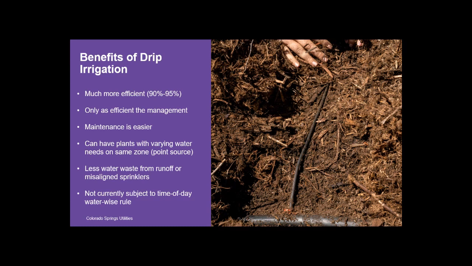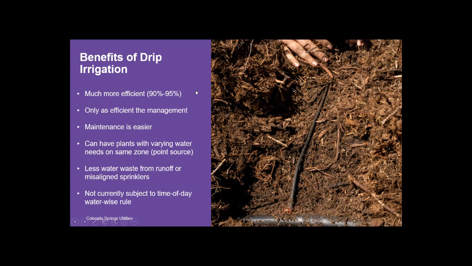And that's especially true with point source, because you can select emitters to apply different amounts of water to each plant based upon those plant water needs. So there's less water waste from runoff or misaligned sprinklers. With overhead irrigation, we've all seen it, where that sprinkler head is spraying into the street or into the driveway. So we don't have that concern with drip irrigation.